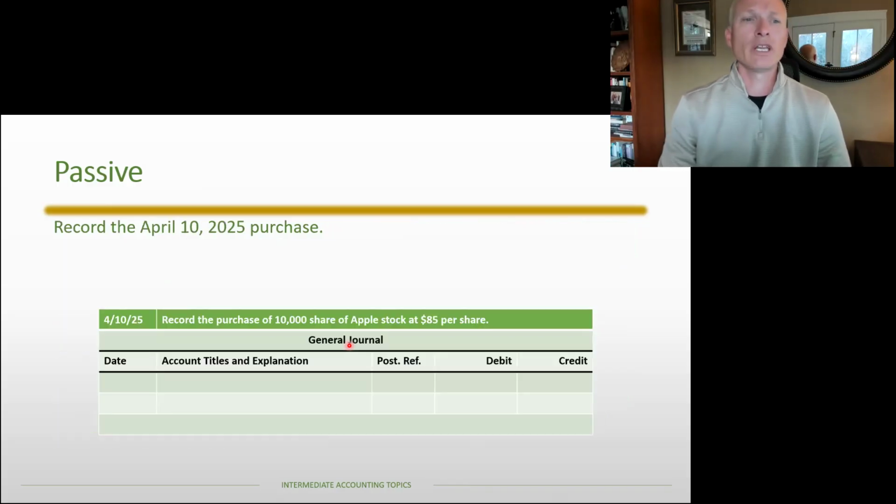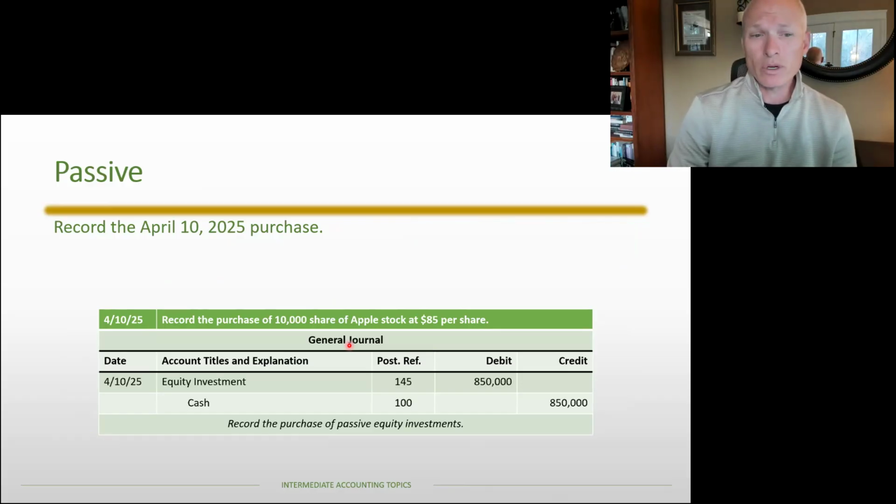First of all, looking at the April 10th, 2025 purchase, it's pretty straightforward. You just take the number of shares times the price per share. That amount, that $850,000, ends up being the debit to the equity investment. And of course, that's offset by the credit for how much I paid. Now the shares are on our books at $85 per share.